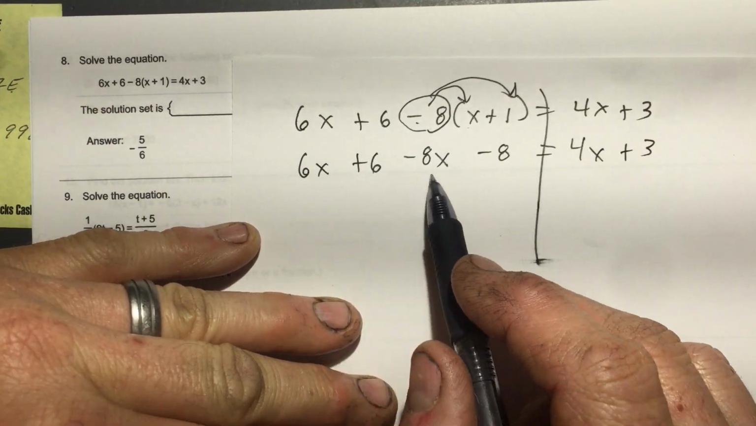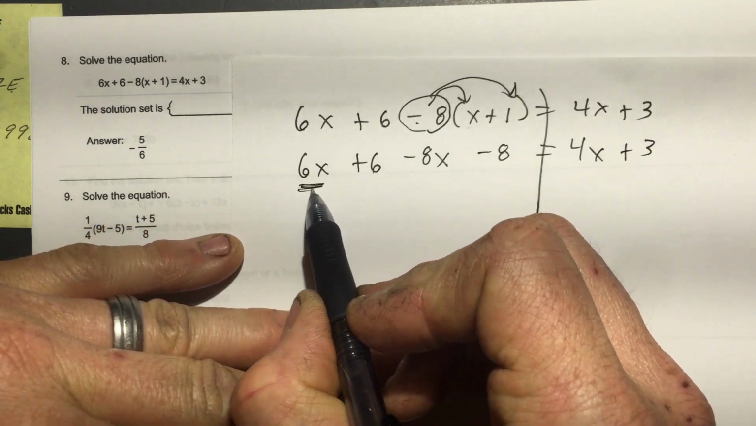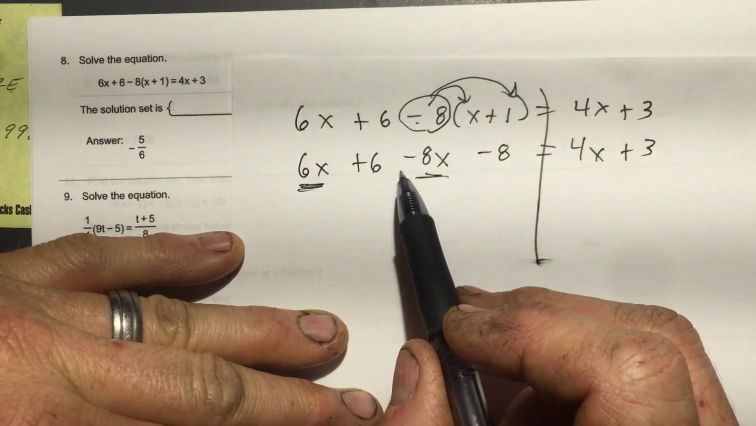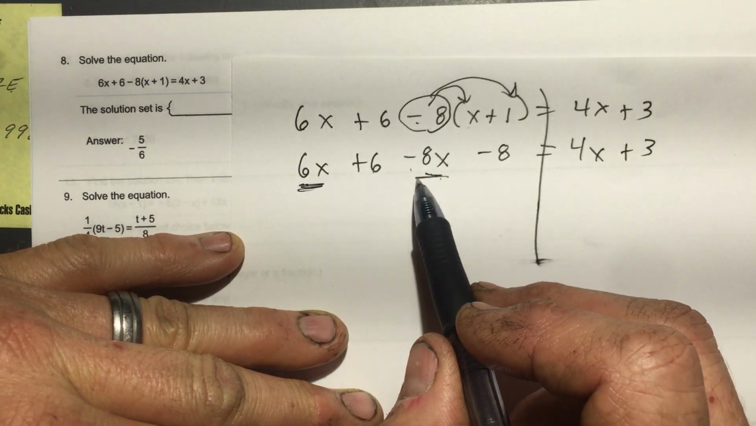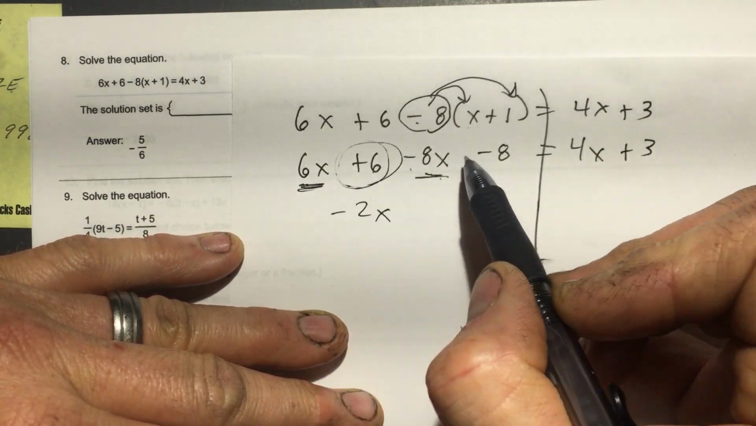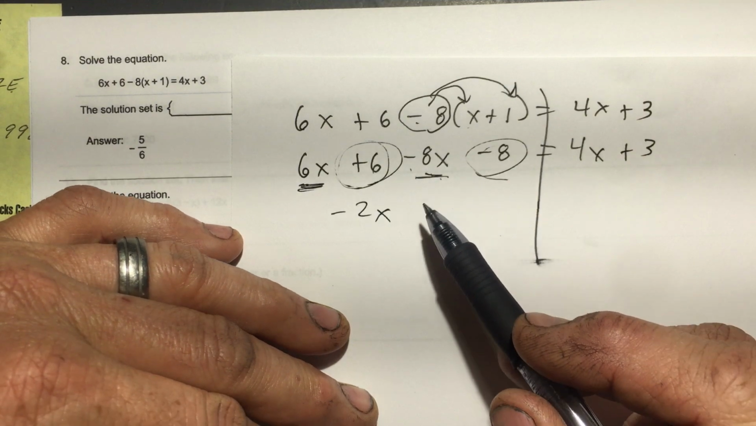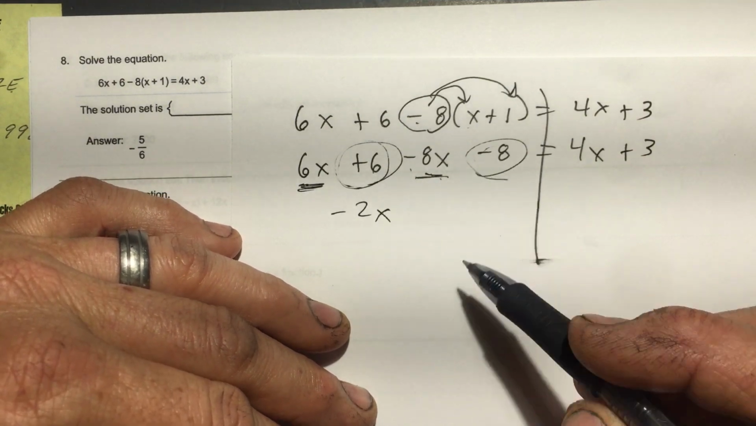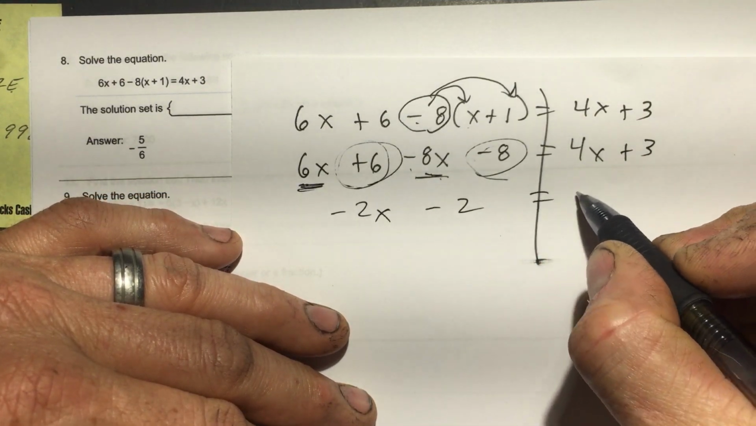But now over here, I've got like terms to go together. Mainly right here, these two. 6x minus 8x. 6 minus 8 would be negative 2x. And then these two guys right here, those are like terms. Positive 6 minus 8 would be negative 2.